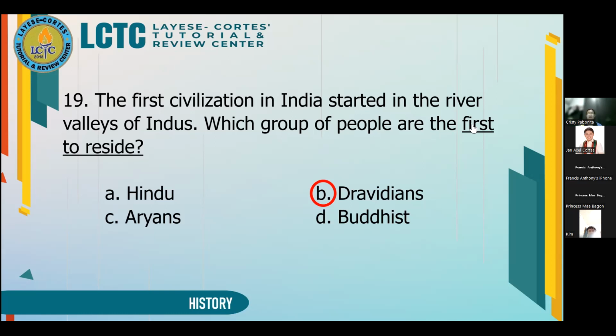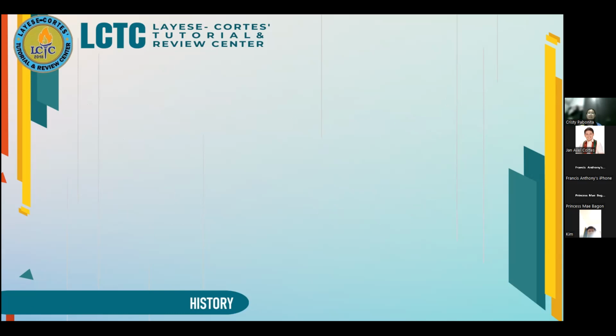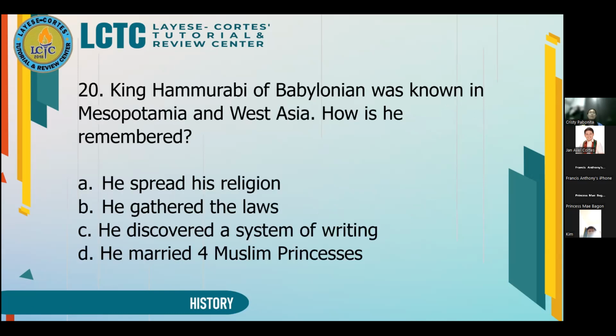Those are the Dravidians. Next is 20. King Hammurabi of Babylon was known in Mesopotamia and West Asia. How is he remembered? What is the famous contribution of Hammurabi to the world, or to the civilization of Babylonia which he led? What do you think? Is it the spread of religion, the laws, the discovery of a system of writing, or that he married 4 Muslim princesses?